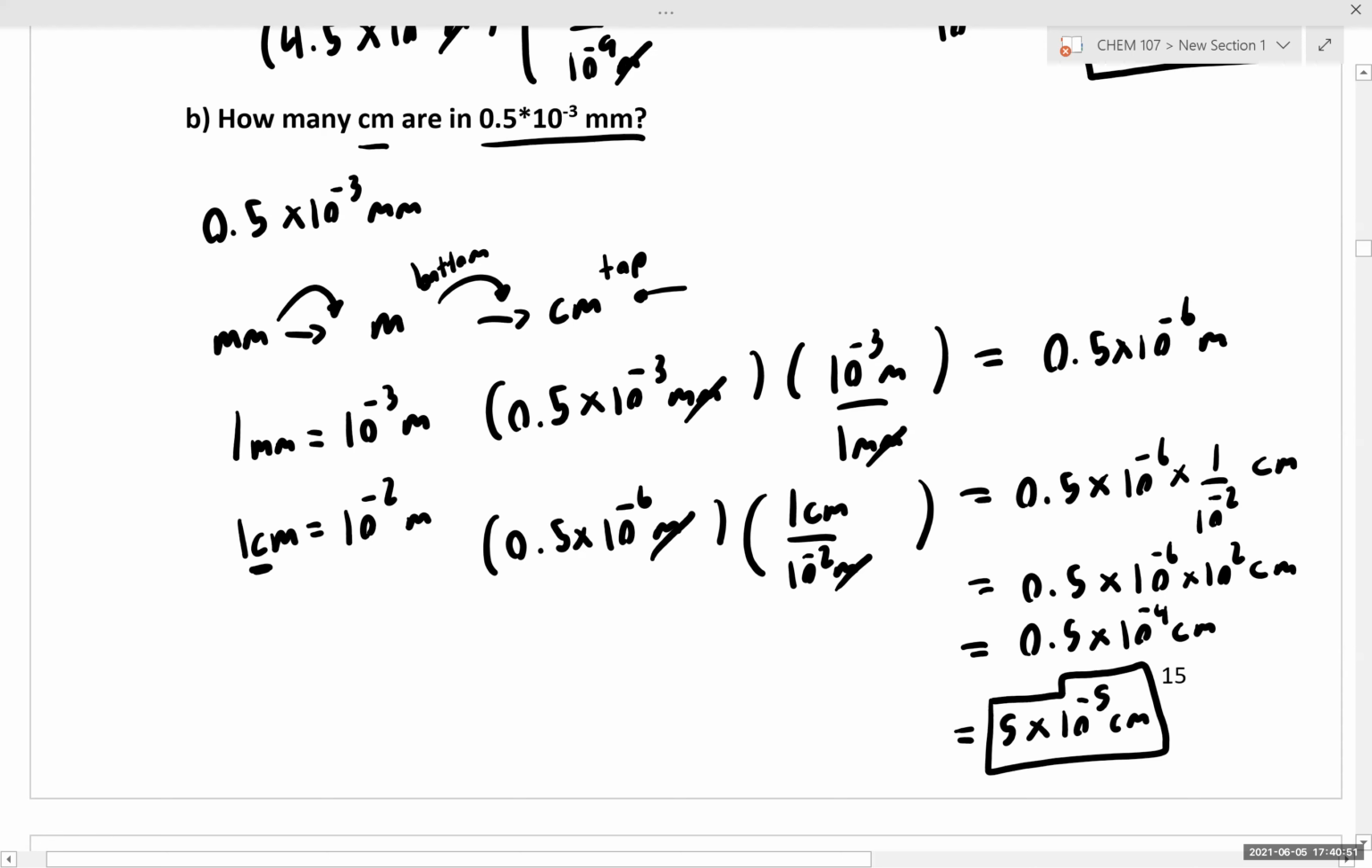Now, to show this conversion in the one-line method, let's just show a one-line conversion. So we're trying to go from millimeter to meter to centimeter. To go from millimeter to meter, we put our units of meters on top. So we have 10 to the negative third meter per millimeter. Millimeters cancel. To go from meters to centimeters, we put units of centimeters on top. And we know in 1 centimeter, there are 10 to the negative second meters. Units of meters cancel.